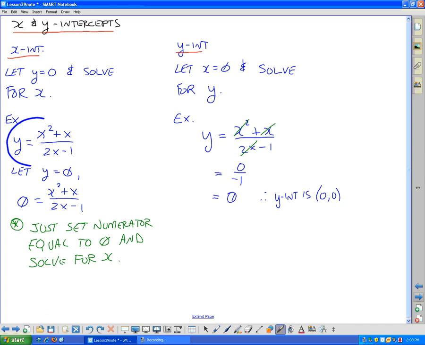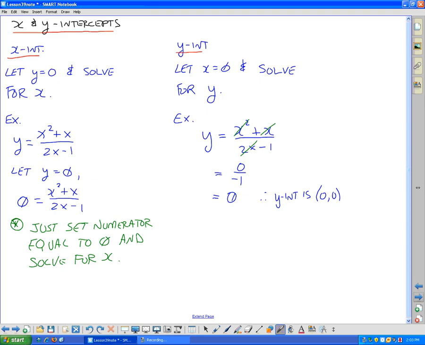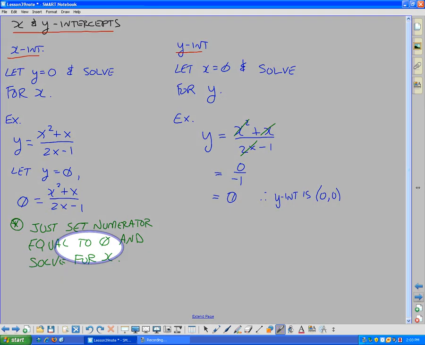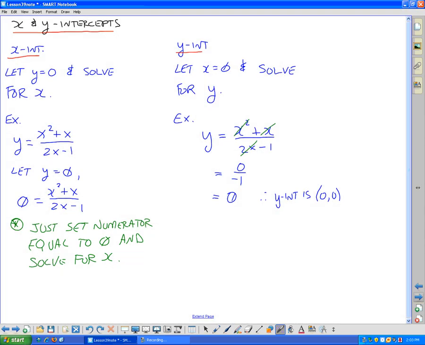The example I have here for you is a rational function. With a rational function, if you let y equal 0, you're basically just setting the numerator equal to 0 and solving. If it's a polynomial, you're just setting the polynomial equal to 0 and solving.